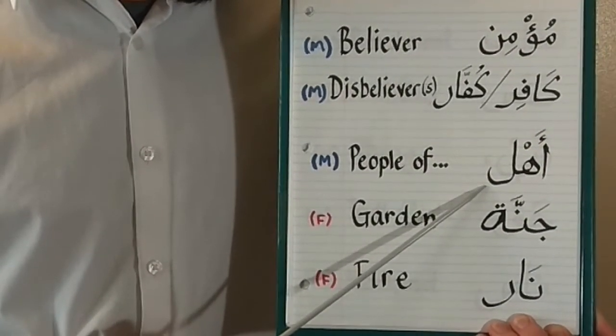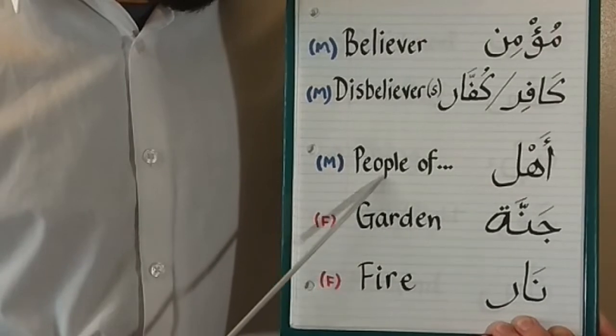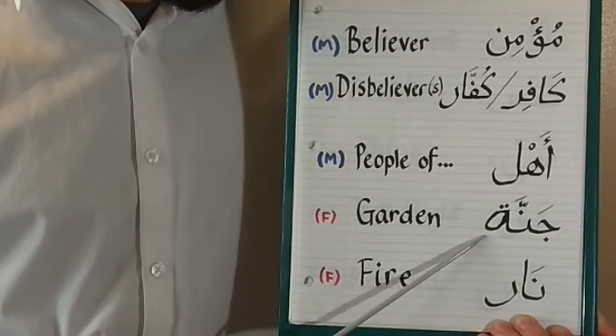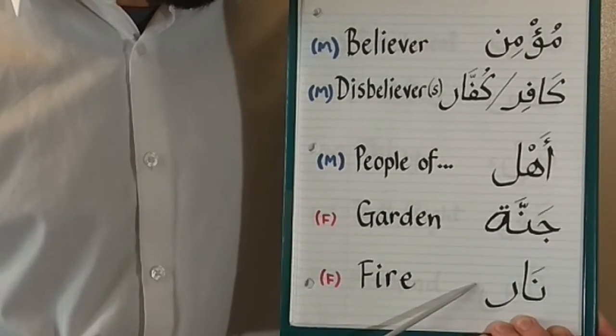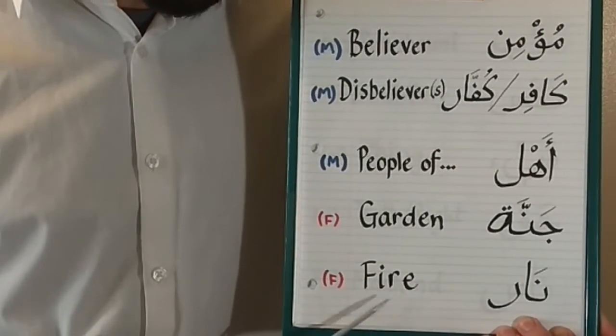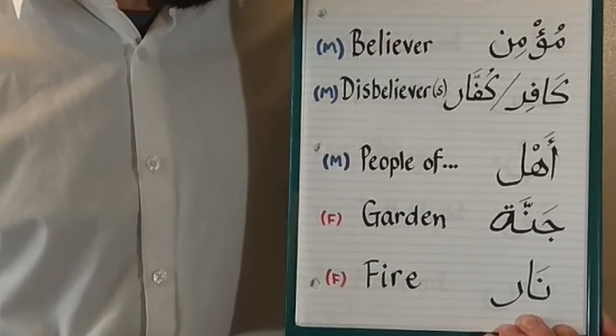Ahl is a tricky word to translate. It can mean various different things, but usually if you translate it as people of, you'll get pretty close to what the meaning's supposed to be. Jannah and naar are two other words that occur frequently in the Qur'an. Jannah meaning garden, naar meaning fire, and both of these are feminine.